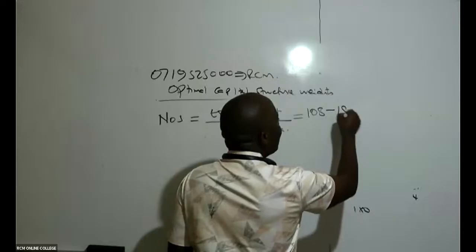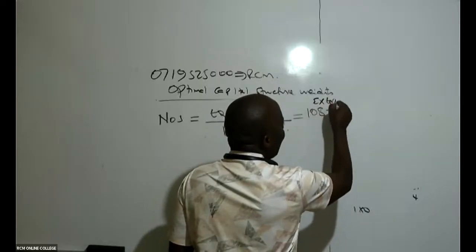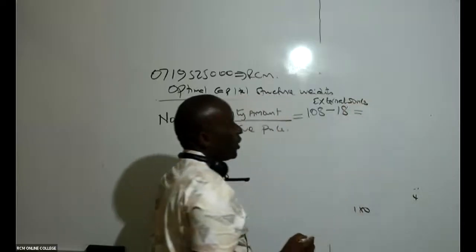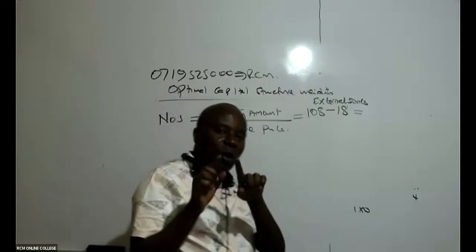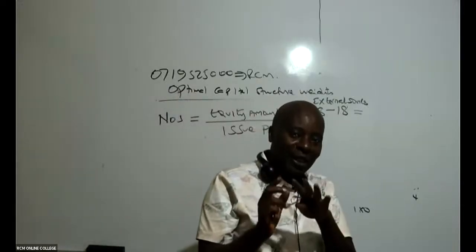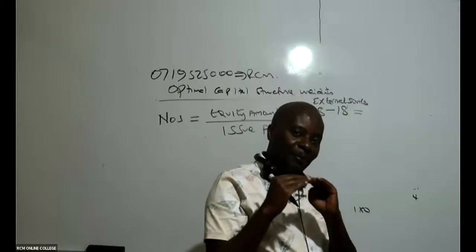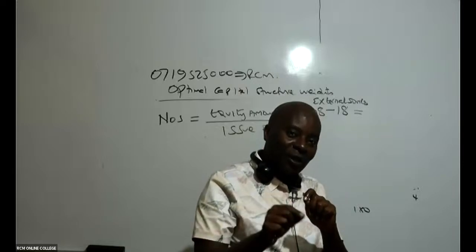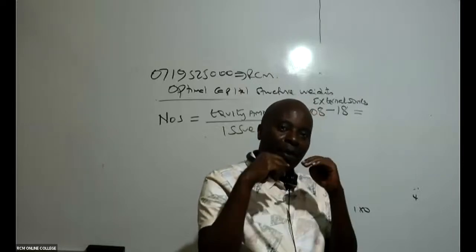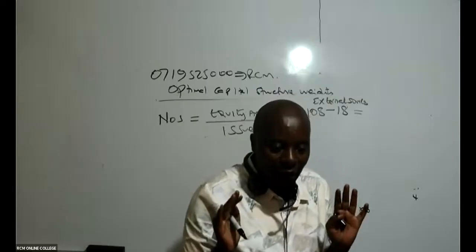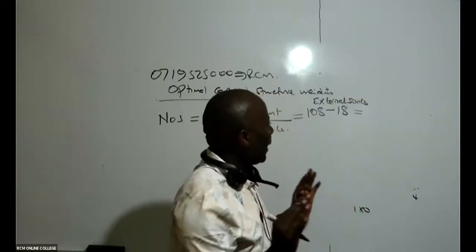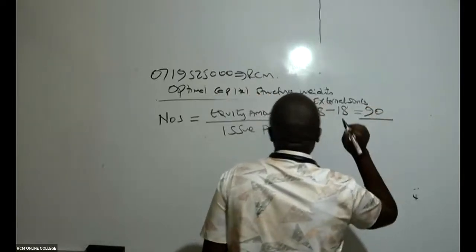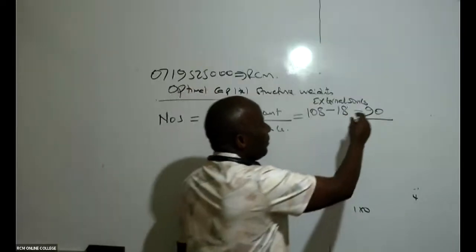So meaning that externally, how much are we going to get from external sources? Out of the equity 108, remember equity has two components. We have the amount which will come from internal sources, 18, and then what will come from outside as shares. So what is 108 minus 18? It's 90. So remember, this is 90 million.